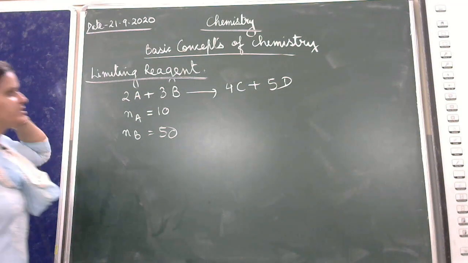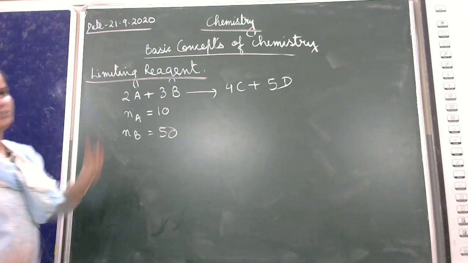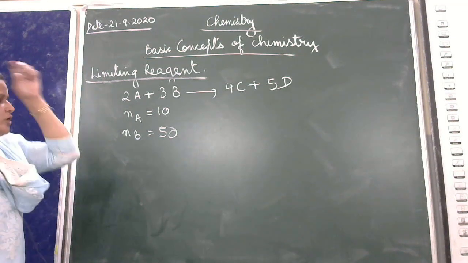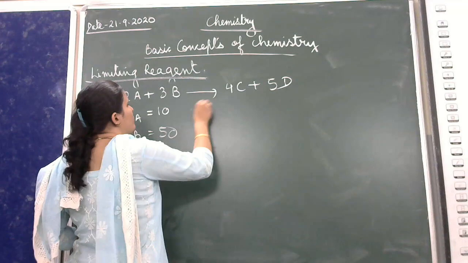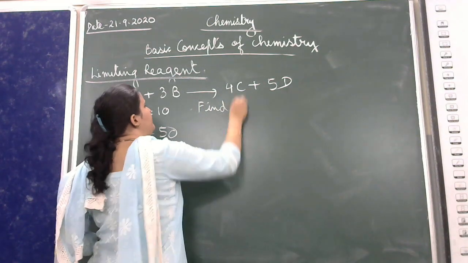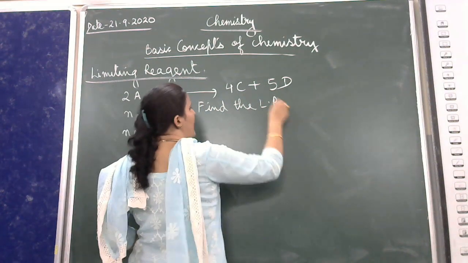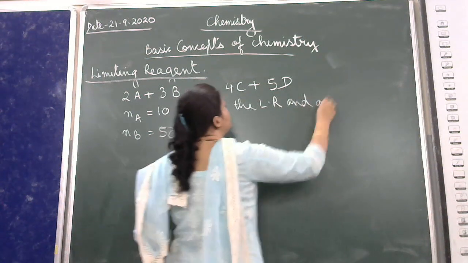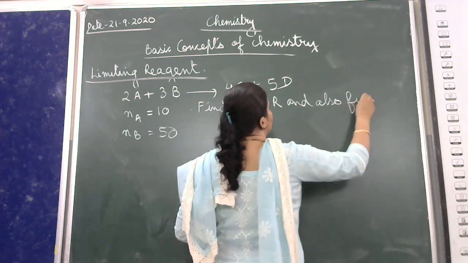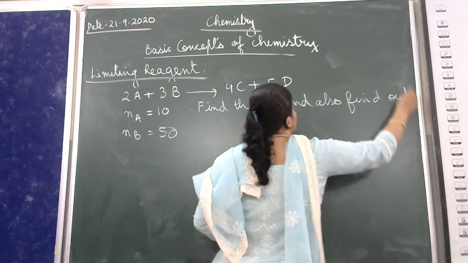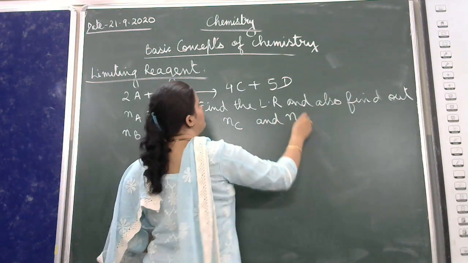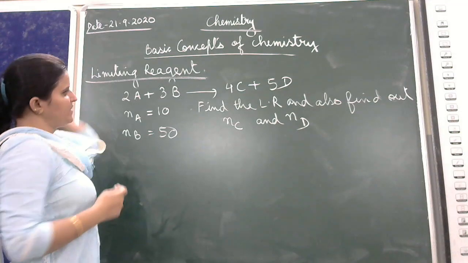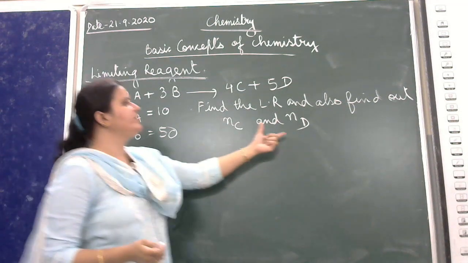First thing they will ask you, who is the limiting reagent? A is the limiting reagent or B is the limiting reagent? And so the question says, find the limiting reagent and also find out moles of C and moles of D. Okay, so this is what you are going to find out.